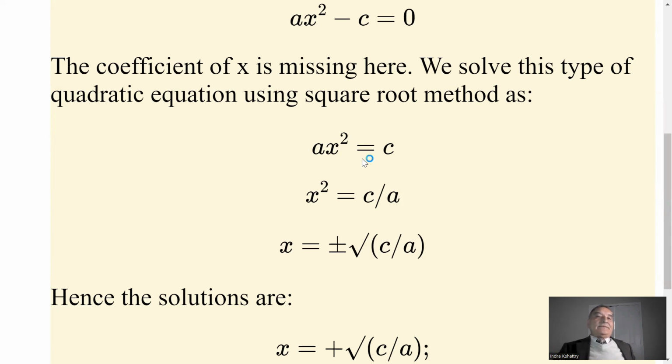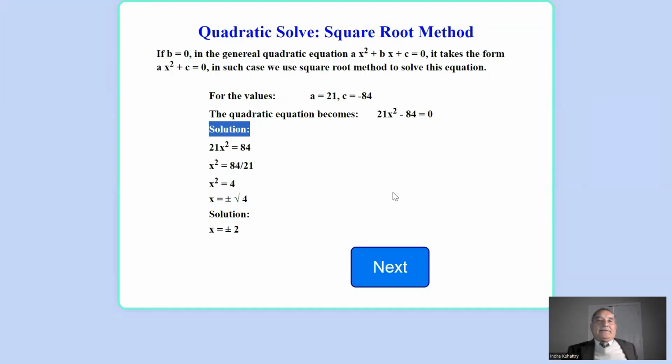Let's move to the page where we can observe the working procedure of solving the quadratic equation using the square root method. This is the page. For b equal to 0, the quadratic equation takes this form, ax squared plus c equals 0. But we consider ax squared minus c equals 0. For the values a equals 21 and c equals 84, the quadratic equation becomes 21x squared minus 84 equals 0.